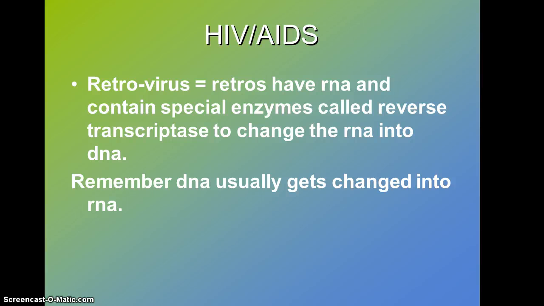HIV is a retrovirus. Retroviruses have RNA and contain special enzymes called reverse transcriptase to change the RNA into DNA. Remember, DNA is usually changed into RNA.